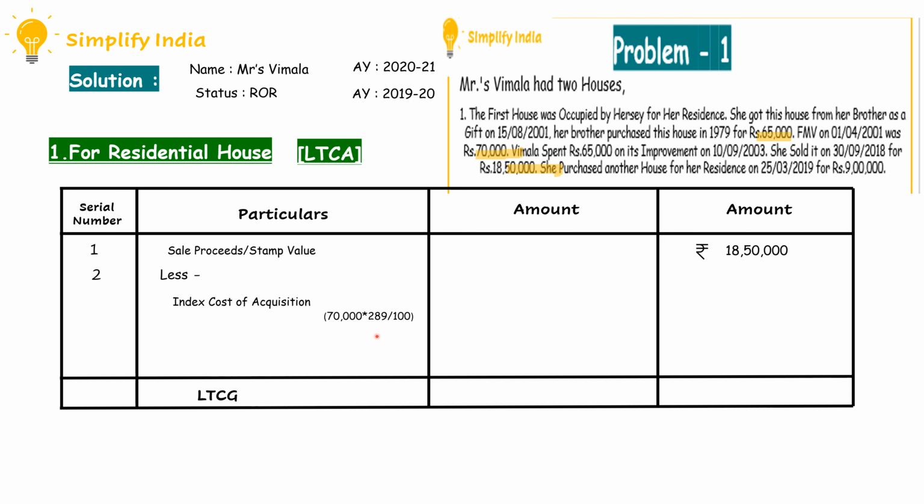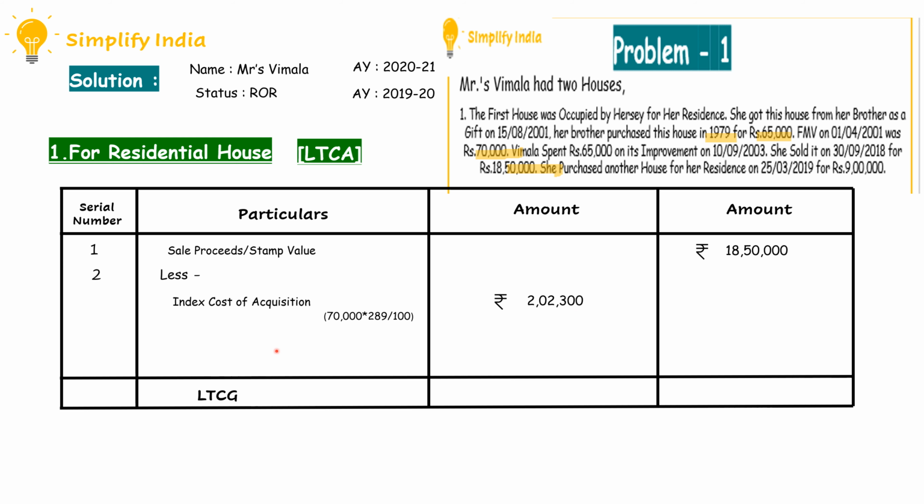Then divided by CII value in the year of purchase. As the asset was purchased before 1st April 2001, that is in the year 1979, for this particular asset the CII value will always be 100. So rupees 70,000 into 289 divided by 100, we will get rupees 2,02,300. Next we have to take index cost of improvement.